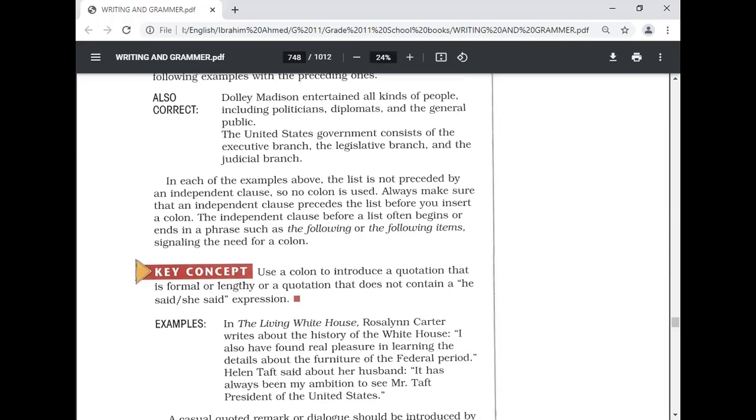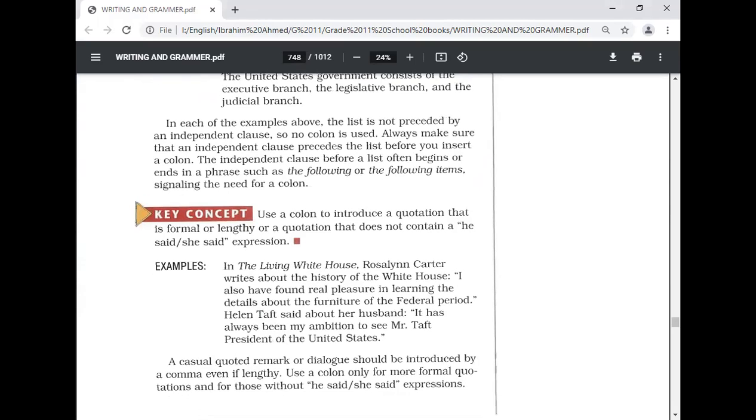In each of the examples above, the list is not preceded by an independent clause, so no colon is used. Always make sure that an independent clause precedes the list before you insert a colon. The independent clause before a list often begins or ends in a phrase such as the following or the following items, signaling the need for a colon. So look for the words, the following or the following items. This or these words signal the need for a colon.